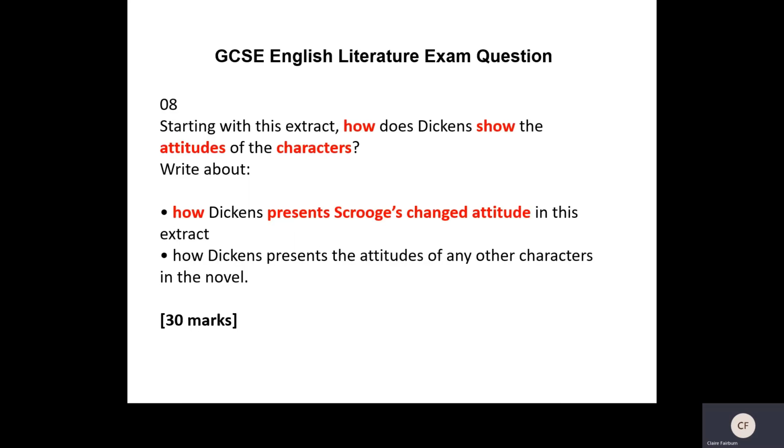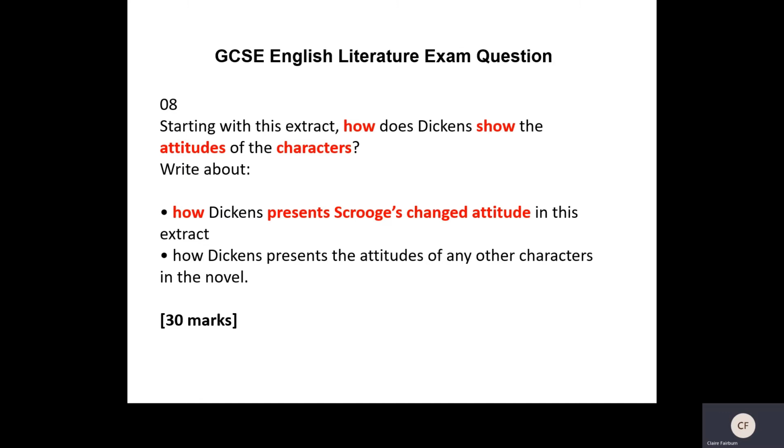If we have a look at the question, in red and bold, I've highlighted the key parts of the question: how, show, attitudes, characters. So we need to look at the methods. We need to look at how Dickens has shown the change in those attitudes. The whole purpose of this is looking at the methods, which is Assessment Objective 2. And we're looking at the first bullet point, how does he present Scrooge's changed attitude.